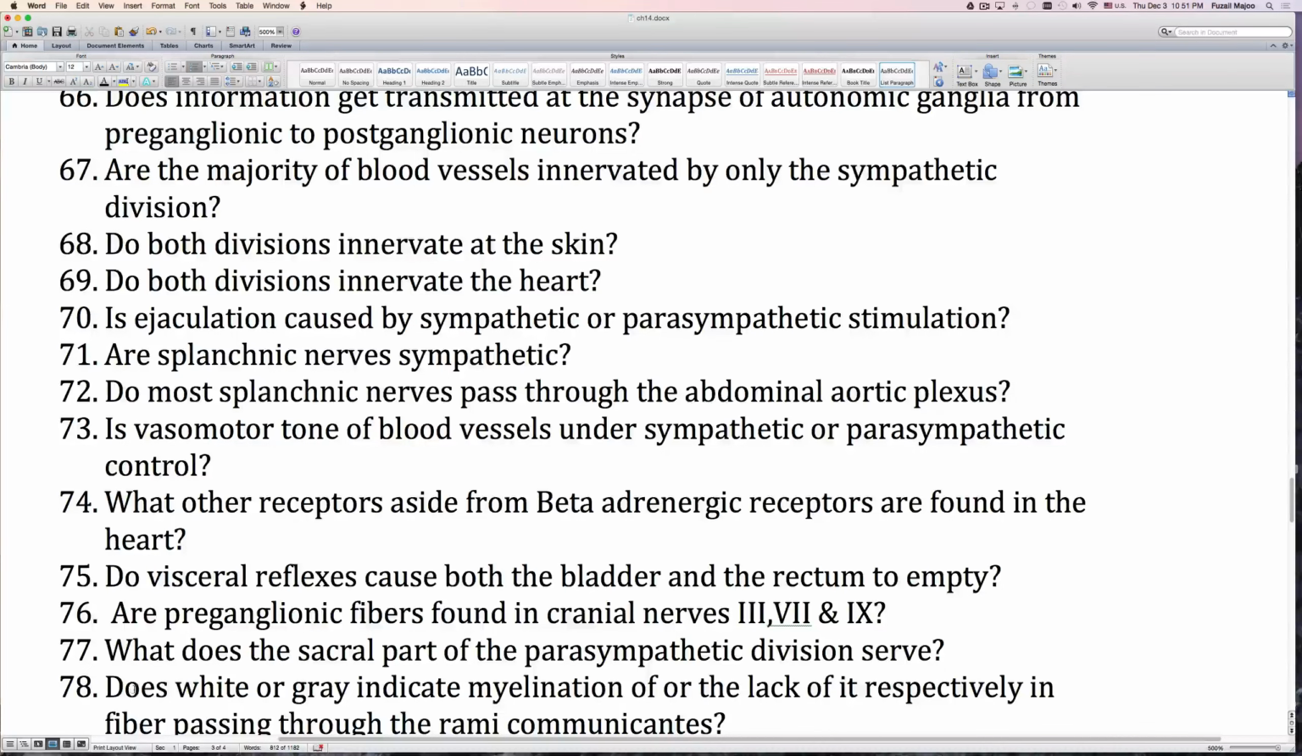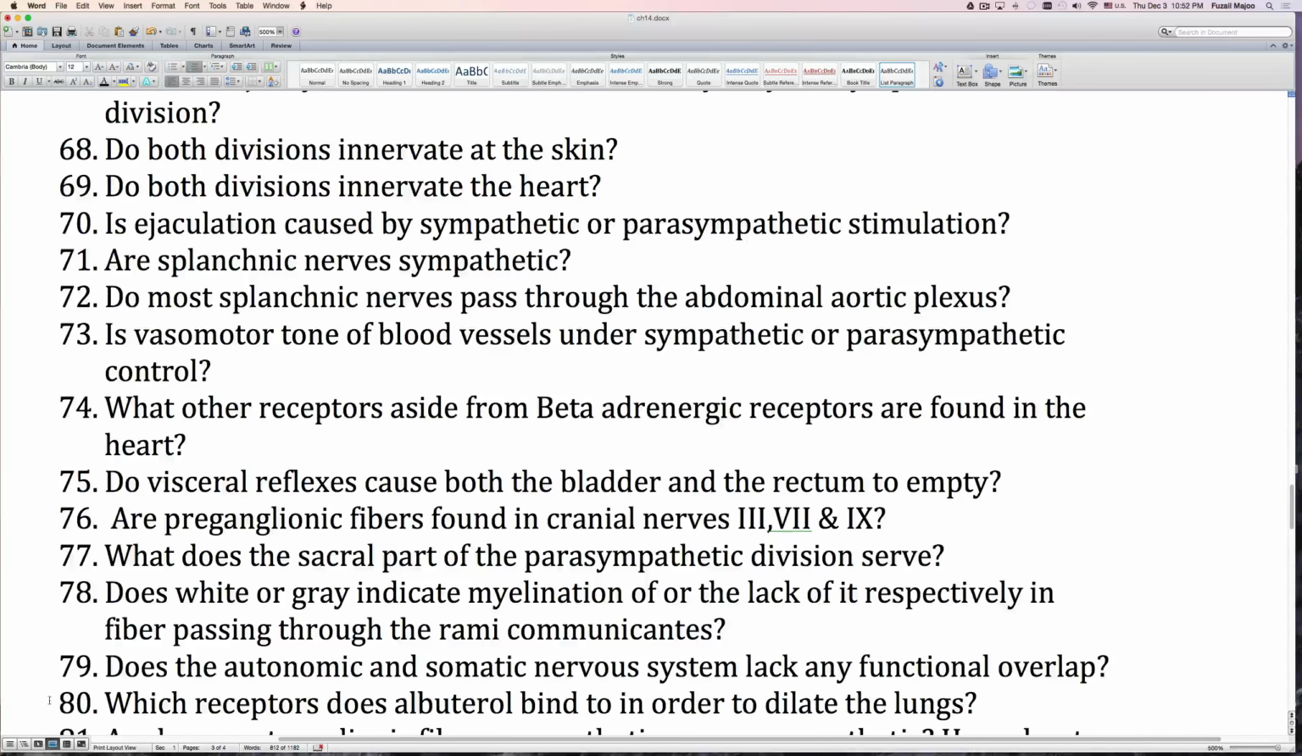Number 78. Does white or gray indicate myelination or the lack of it, respectively, in fibers passing through the rami communicantes? Number 79. Does the autonomic and somatic nervous system lack any functional overlap?